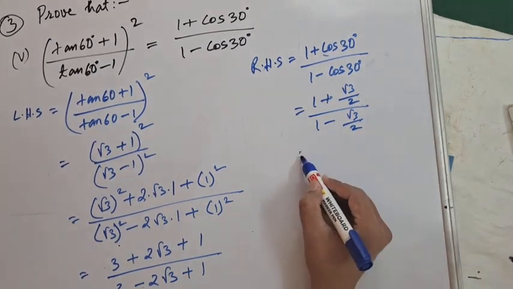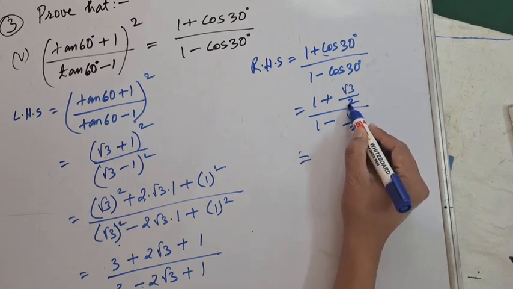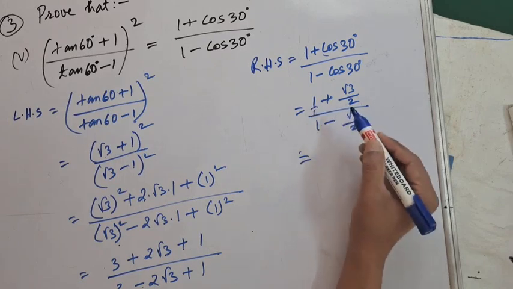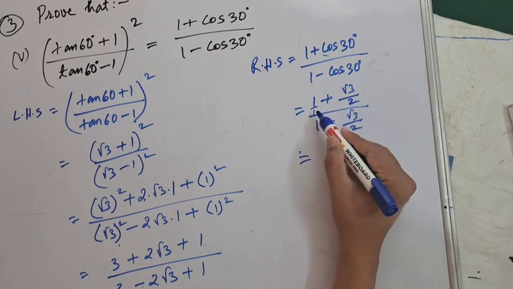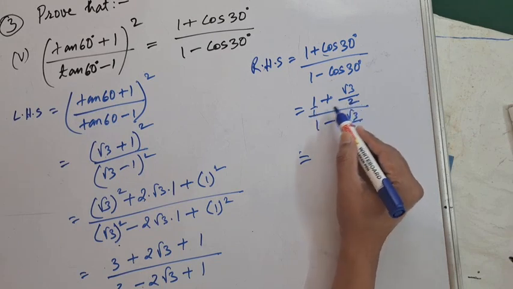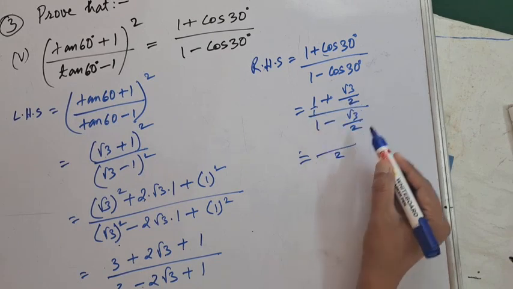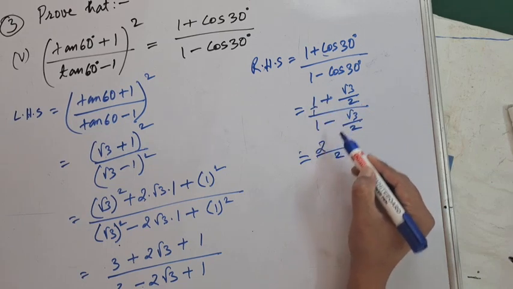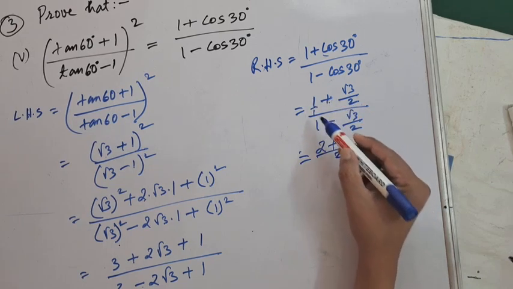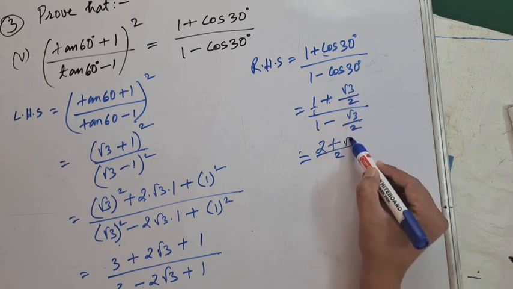So we take the LCM. 2 is taken as LCM here. We have 1 in the denominator of 1. So the LCM of 2 and 1 is 2, isn't it? 2 into 1 is 2, plus we write here 1 into root 3, root 3.